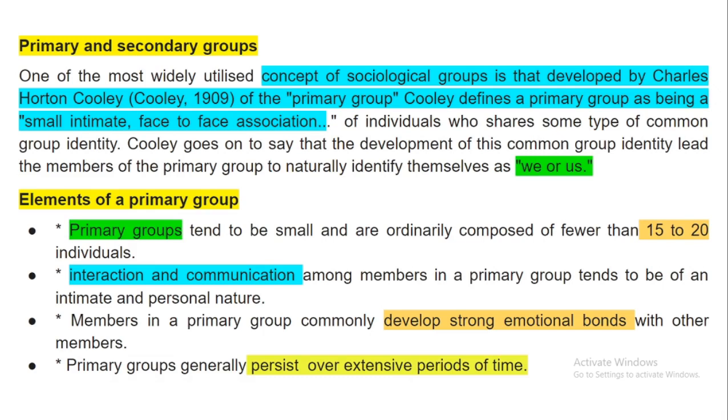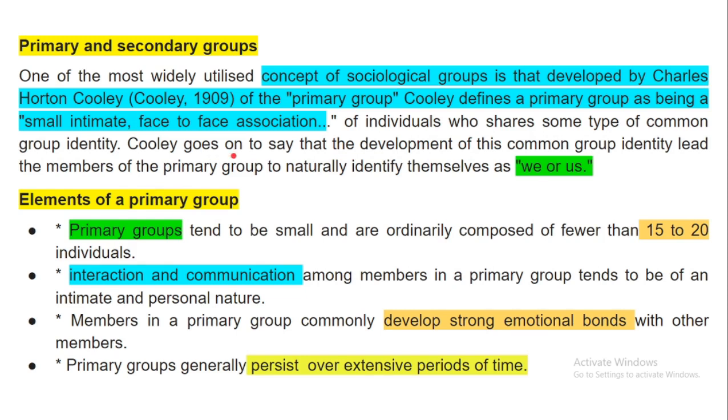Cooley defines primary group as being small, intimate and face-to-face association. So Cooley said that primary groups are small and intimate, meaning small groups, closely related, and face-to-face association is there, meaning face-to-face relationship, contact and interaction, of individuals who share some type of common group identity. The group identity is also common.